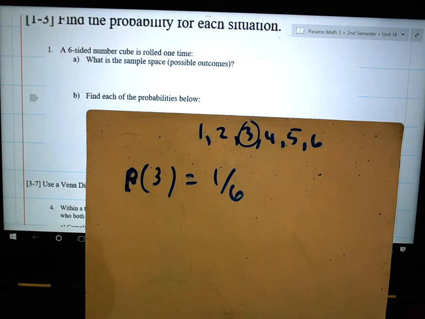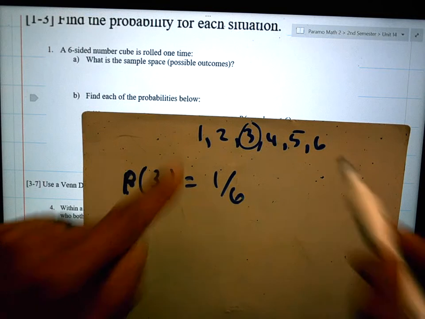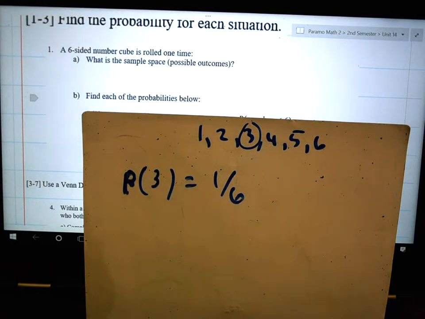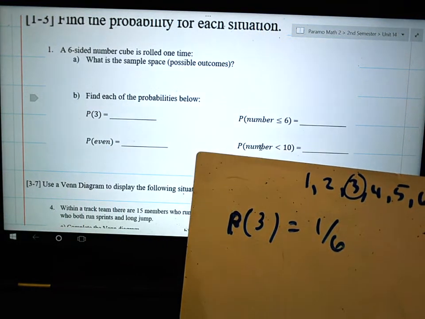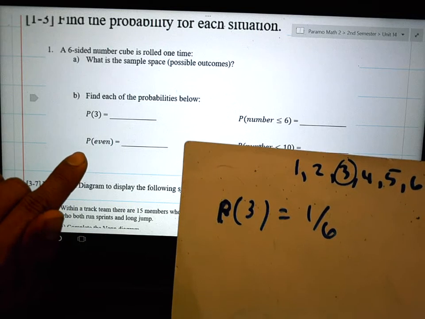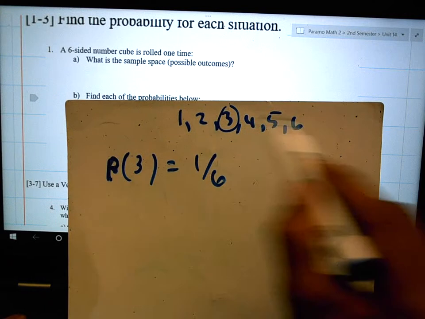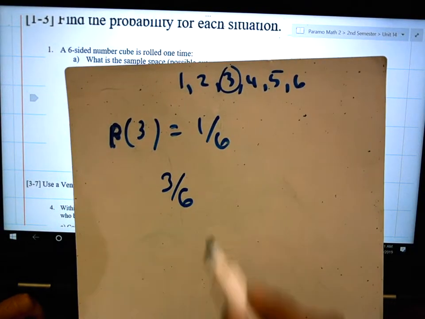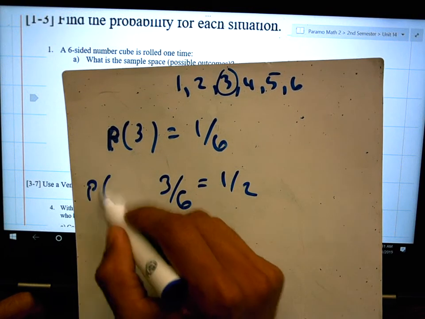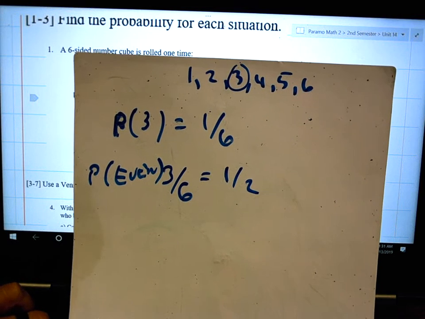And I'm hoping you know that it's one possible way to get there out of 6 different possible outcomes in our sample space. 1 out of 6 is the answer for probability of a 3. What's the probability of it being even? Look at what even numbers you have. You have a 2, a 4, and a 6. That's 3 chances out of 6 possibilities, but write that answer in lowest terms. The probability of it being even would be 1 out of 2.